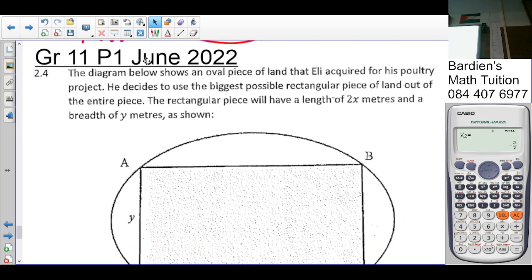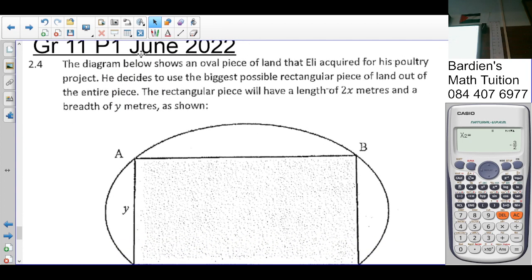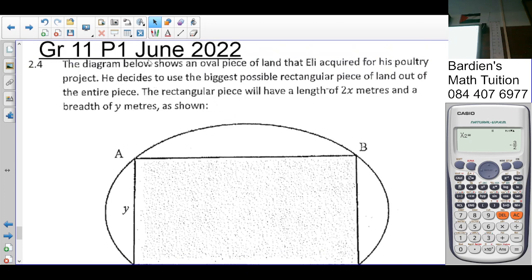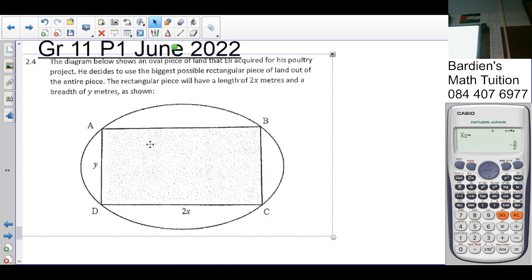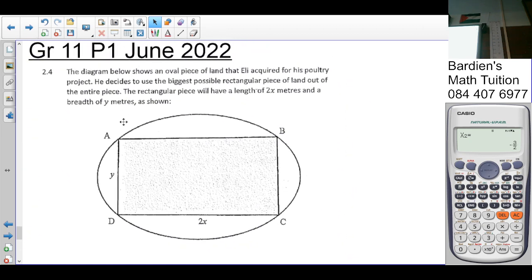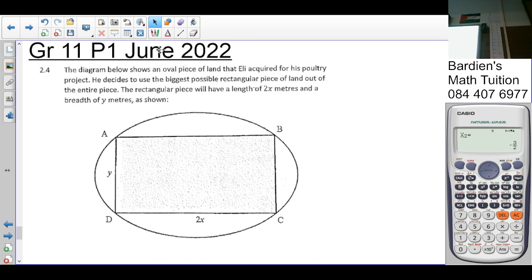Number 2.4. The diagram below shows an oval piece of land acquired for his poultry project. He decided to use the biggest possible rectangular piece of land out of the entire piece. The rectangular piece will have a length of 2x and a breadth of y meters as shown.